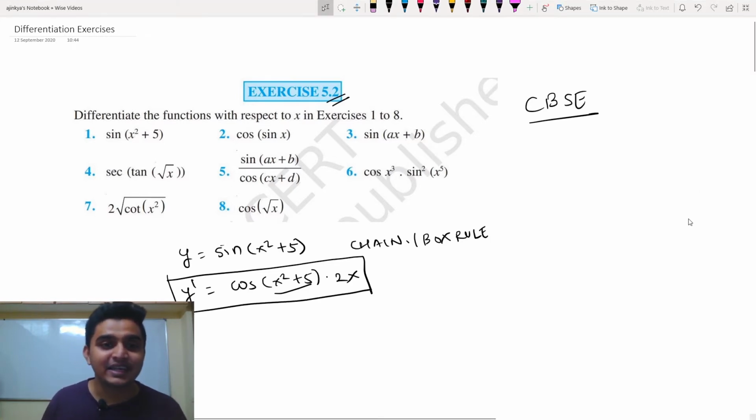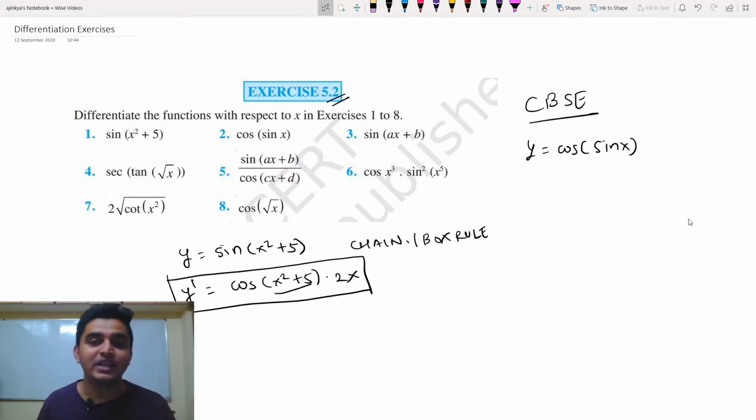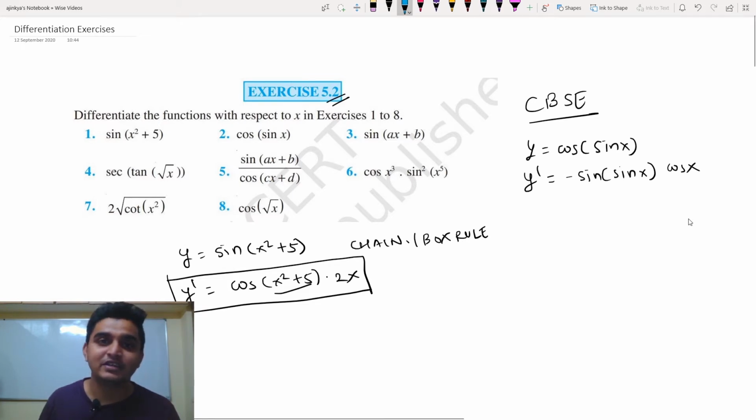So we'll take the second question. Second question says y equals cos of sine of x. It's very easy. You immediately know y dash will be minus sine x times the differentiation of sine x, which is cos of x. So this is your final answer. We'll take the third question.